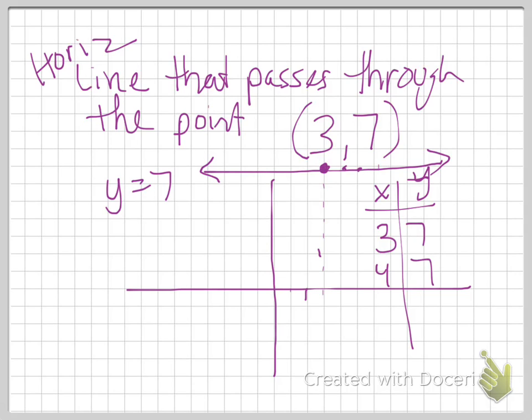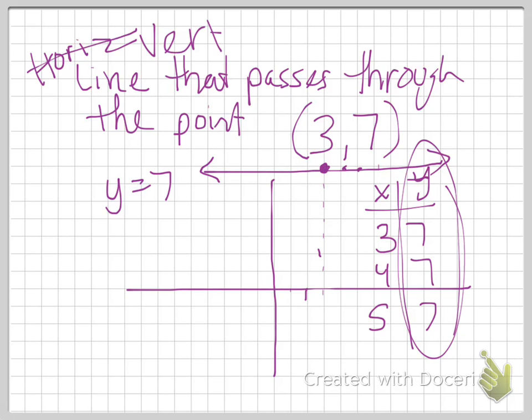When x is 4, y is 7. When x is 5, y is 7. And then you'd remember, oh yeah, y equals 7. So they'll ask you questions like that too. They'll say, give me the equation of a line that's horizontal that passes through this, or vertical that passes through this. So if I asked you for a vertical line that passed through 3, 7, then you'd say x equals 3.